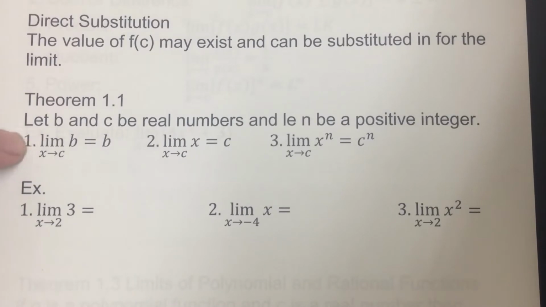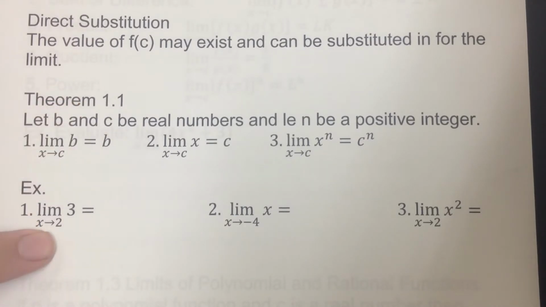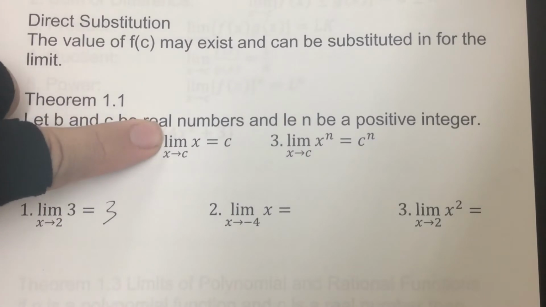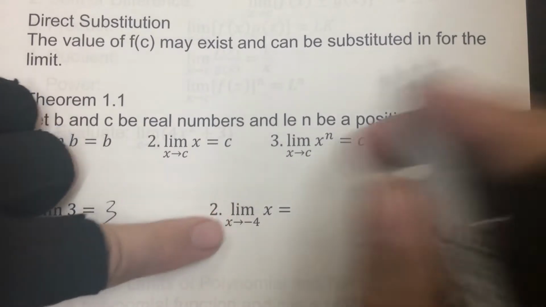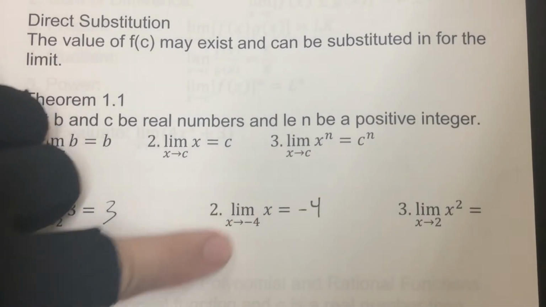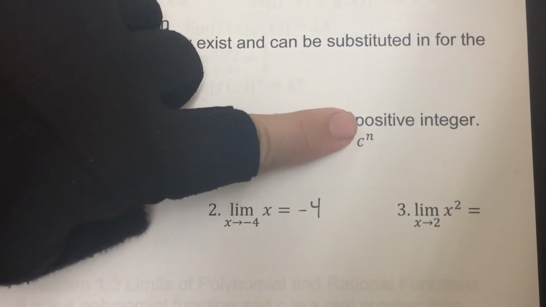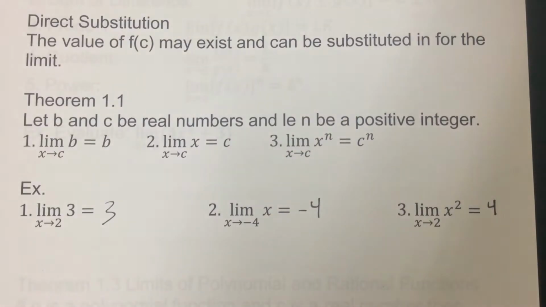Starting off, what this is saying is, as we approach an x, if we just have a number here, the limit will be that number. So for the limit as we approach 2 of our function 3, it's just going to be 3. It's going to be whatever that number is. If we have a variable, it's going to be whatever x we're approaching. So as x approaches -4 of x, we're going to be at -4. Again, it's whatever that x is when we have just one variable. If we have a variable raised to a power, it's whatever we're approaching, raised to that power. So here, as x approaches 2 of x squared, 2 squared is 4, and that is our limit.